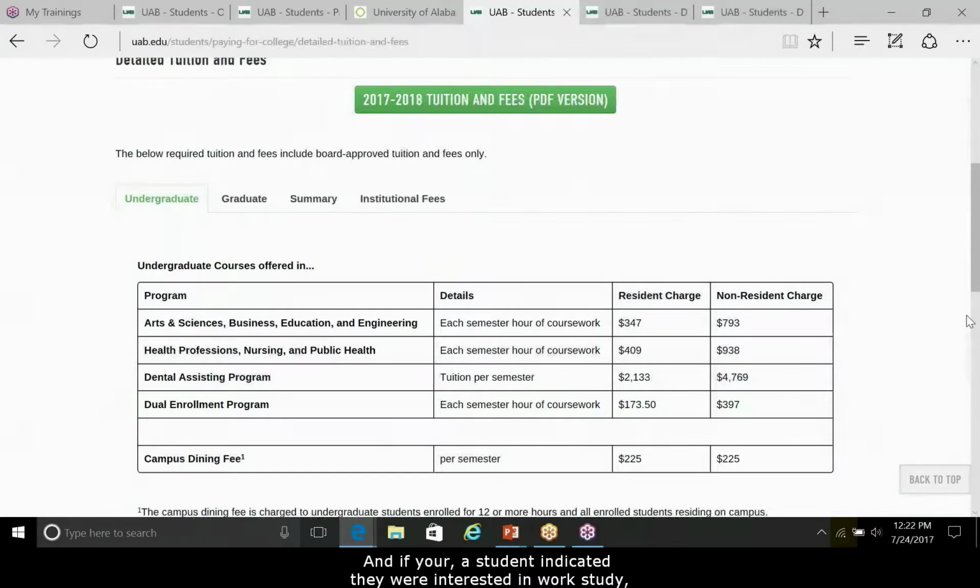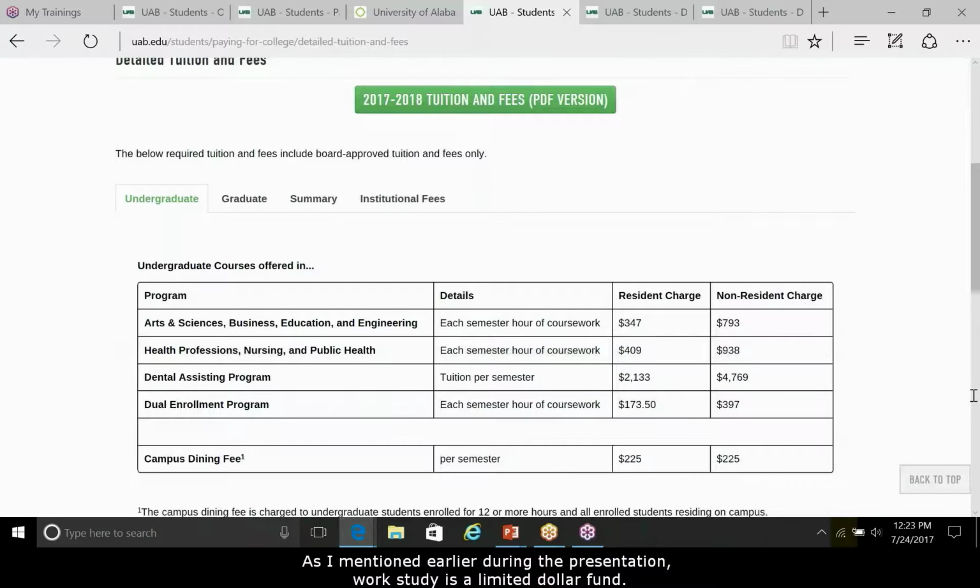And if a student indicated they were interested in work study, how do they find out if they were qualified? And then how would she apply, I'm assuming, for actual positions? If a student is eligible for work study and we were able to award work study funds to that student, it will show up on their award notification in BlazerNet.